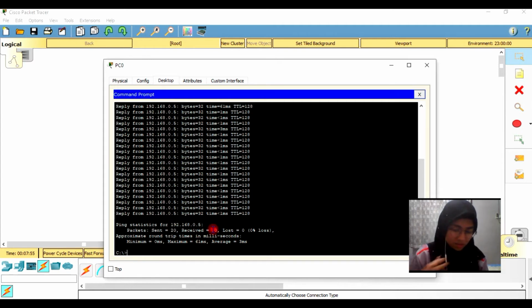This is because the network using a switch is a semi-intelligent device compared to the hub, because it can know which devices are connected.